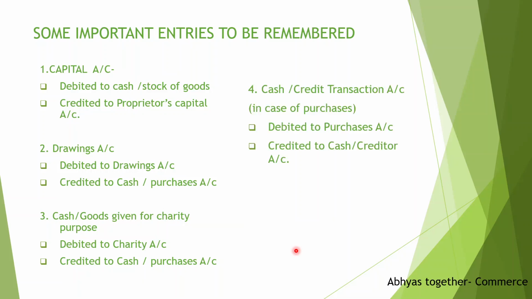Then the next one is cash or credit transactions. Suppose in case of purchases, what is happening? The goods are coming inside. Debit what comes in, the real account, right? That means we debit the purchases account. And what is going outside? The cash is going outside, so we credit the cash account. Suppose it's a credit purchase. Then the goods are coming inside, so we debit the purchases account. The creditor is the giver, he is giving to us, so we credit the giver, the personal account. So we debit the purchases account and credit the cash account, or the creditor account in case of a credit purchase.